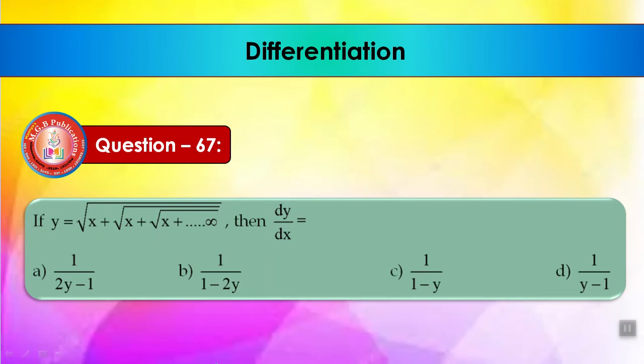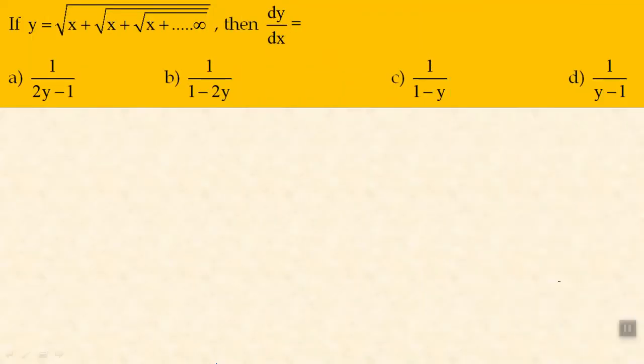Dear students, see the question number 67. Read the question and write it. The question is, if y is equals to square root of x plus square root of x plus square root of x plus and so on infinity, then dy by dx is equals to. Options are 1 by 2y minus 1, 1 by 1 minus 2y, 1 by 1 minus y, 1 by y minus 1.